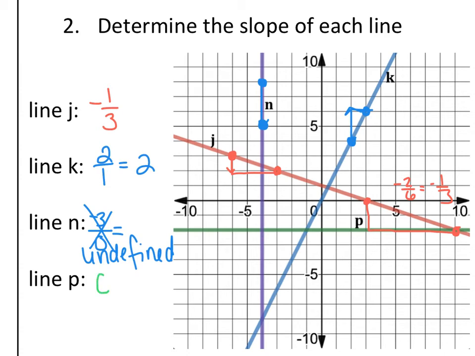This one has a slope of 0. It's completely horizontal. You could just choose 2 points. So this goes over 1, 2, 3, 4, but the vertical is 0, so 0/4 reduces to 0.